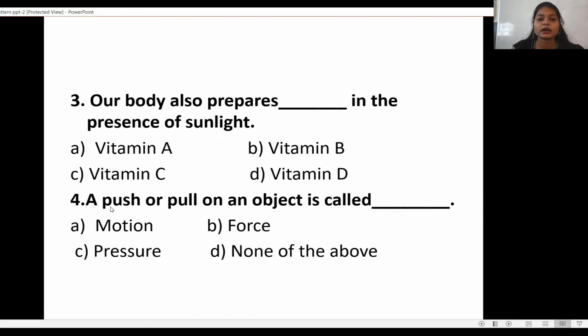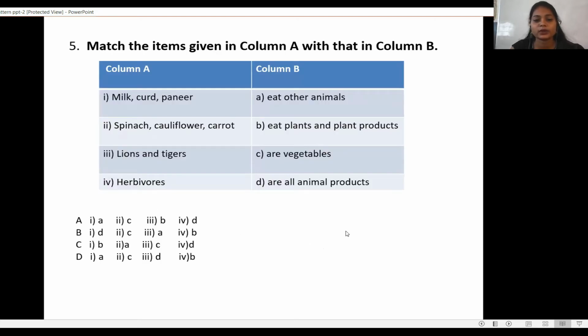Then the next is, a push or pull on an object is called. It is a motion, a force, a pressure or none of these. So we know push or pull is what? This is the type of different forces. So here the correct option will be force. The next question is, match the items given in column A with those in column B.